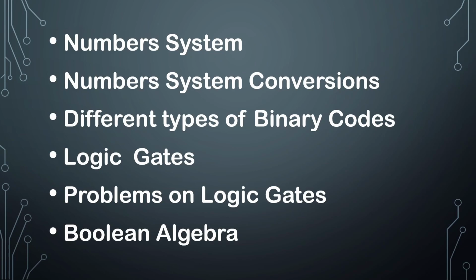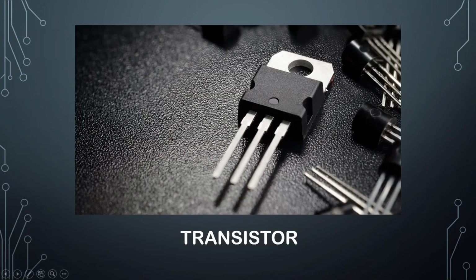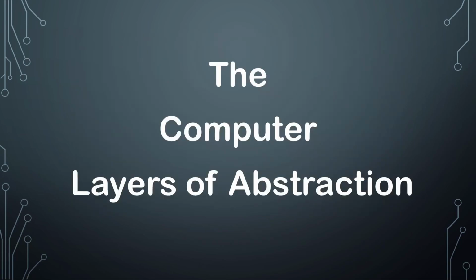So we'll start our video series with number systems from our next video. For now, let's discuss about an interesting and good to know topic before starting with the actual subject. Do you know that this piece of analog circuit element, which is called as a transistor, is the building block of the computer? Yes, the processors that we are using in our computing systems are built with billions of these transistors connected together. Let's see how is it so in the next topic, that is computer layers of abstraction.